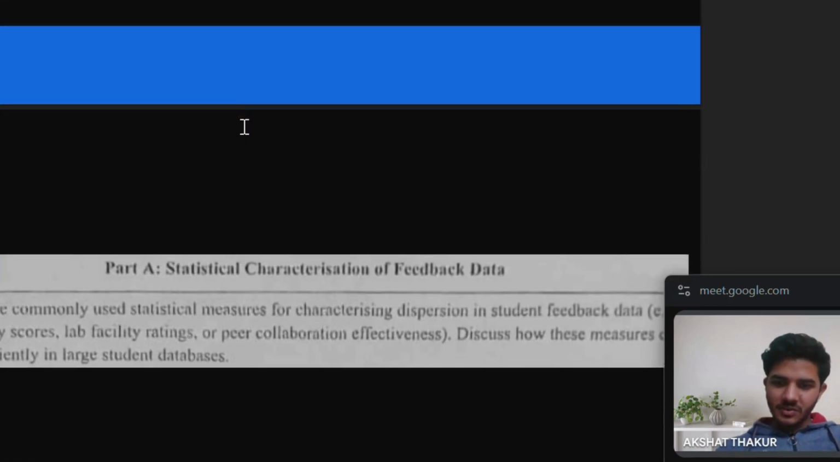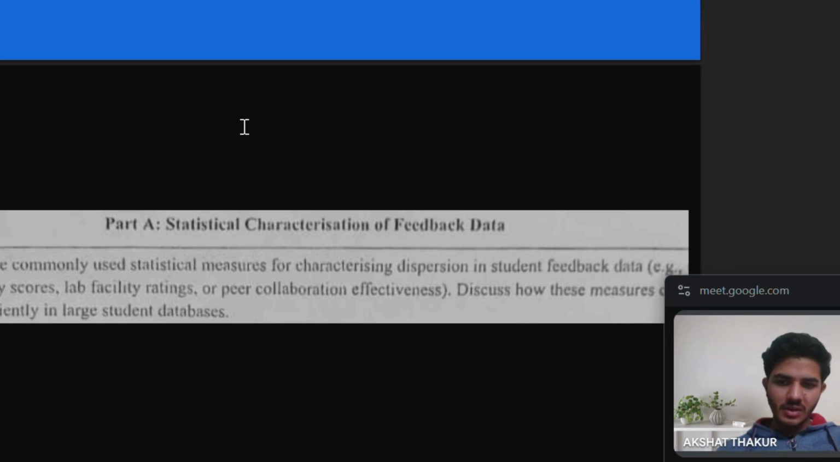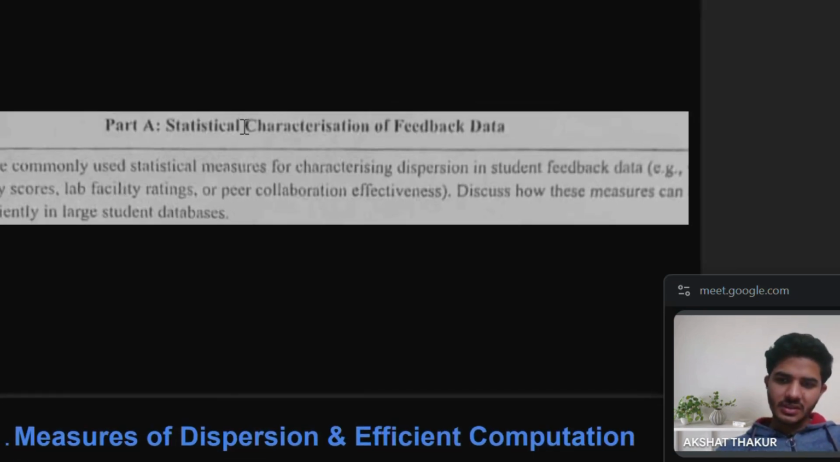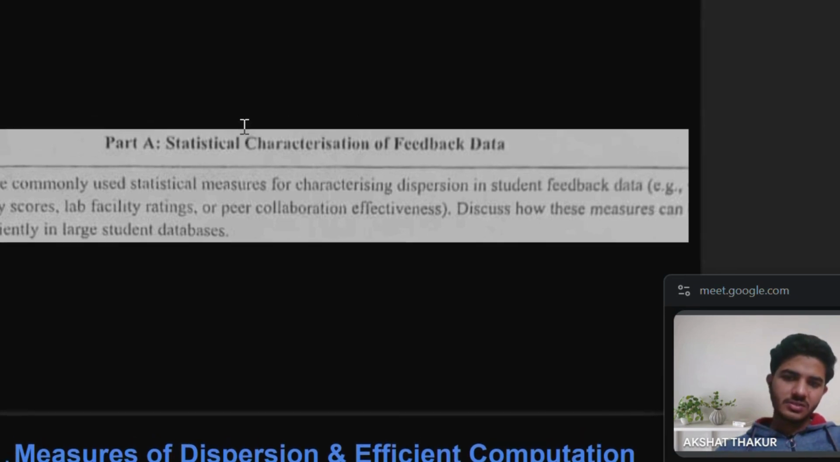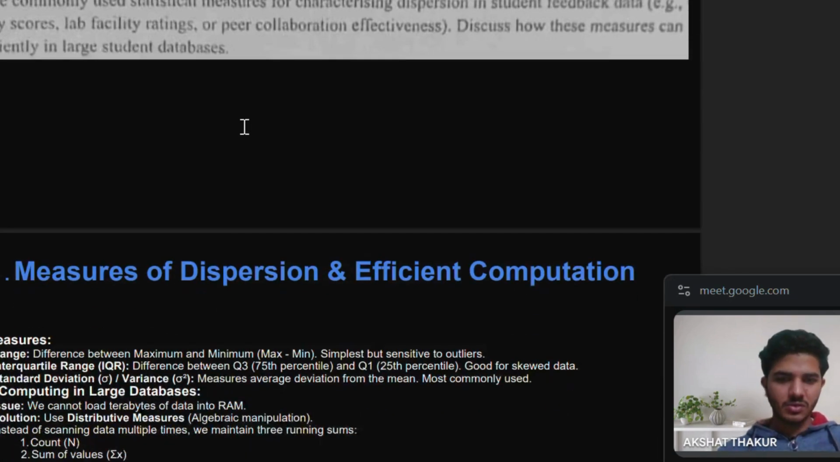First question: three most commonly used statistical measures for characterizing dispersion in a student feedback form, like faculty rating or peer evaluation. Discuss how these measures can be computed efficiently in a large student database. Okay, so part A is statistical characterization of feedback data. Let's go through the solution.